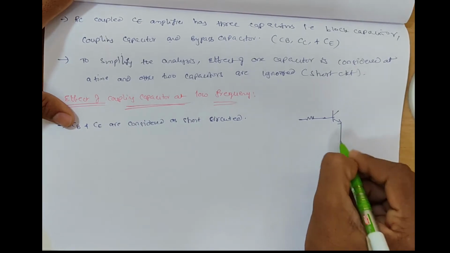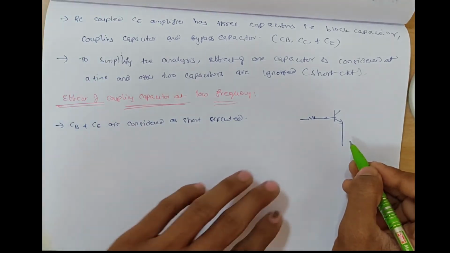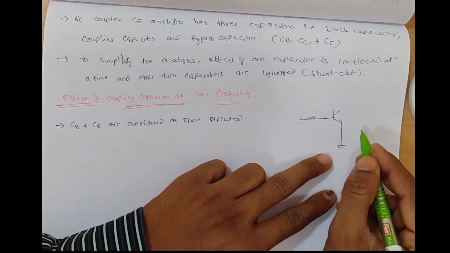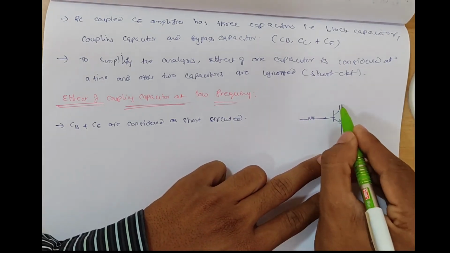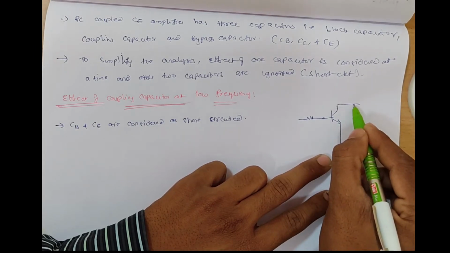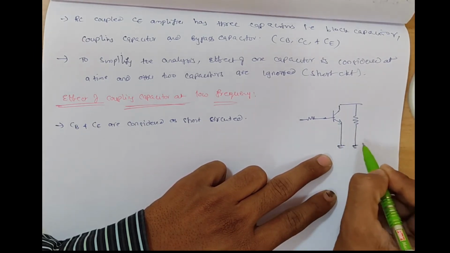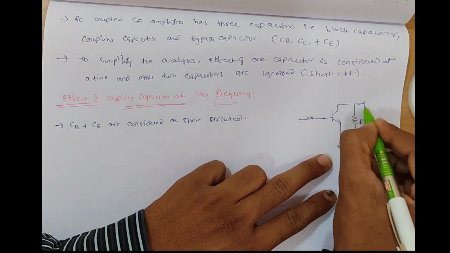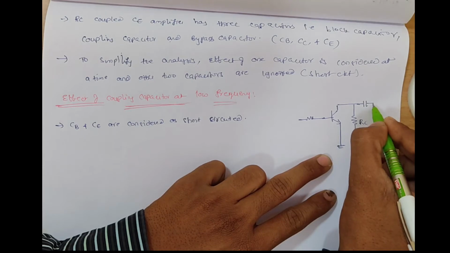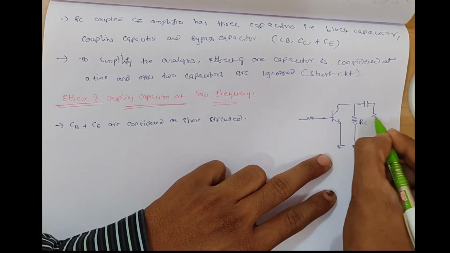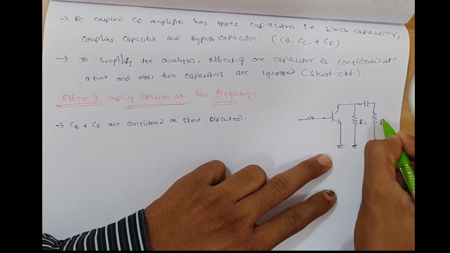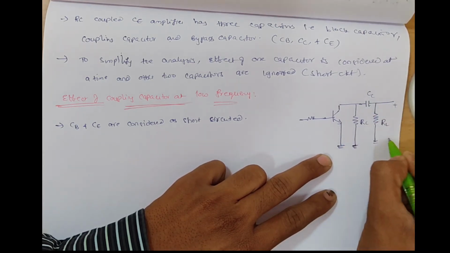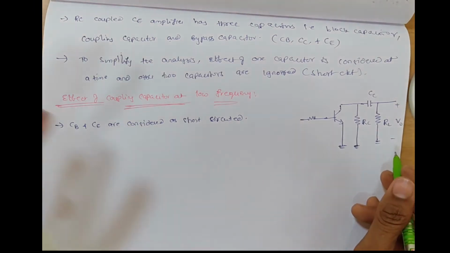As common emitter. So when CE is short circuited, the effect of RE is 0. Now it is RC, and we are considering only one capacitor, the coupling capacitor, that is CC. Now it is our RL. This is the coupling capacitor, and this is V0.